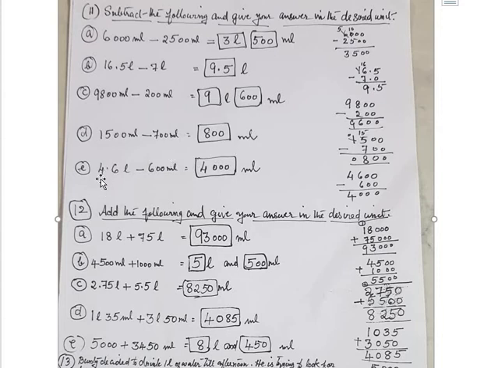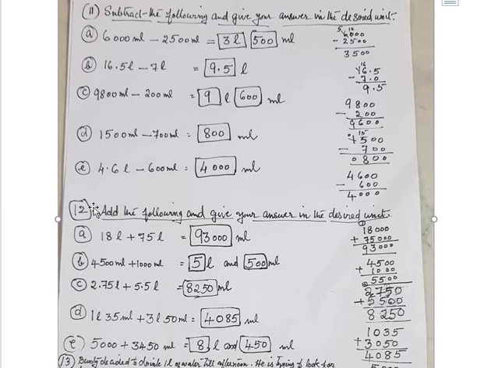Next one, 4.6 liter minus 600 milliliter. Here one part is in liter, one part is in milliliter. So it is better we convert liter into milliliter. 4.6 liter meaning is 4600 milliliter minus 600 milliliter. 0, 0, 6 minus 6 is equal to 0 and 4. So answer is in milliliter asking. So 4000 milliliter. That means 4 liter.